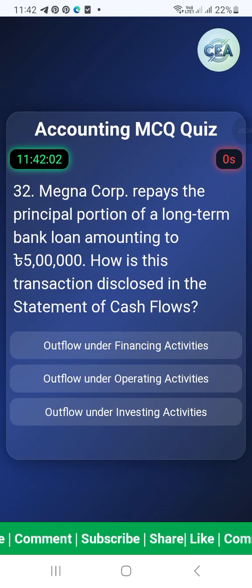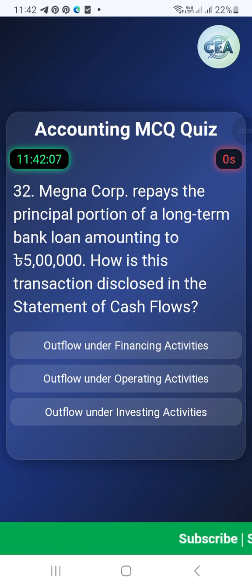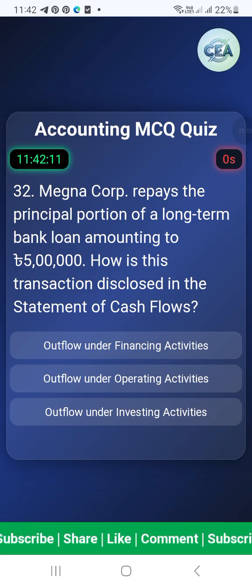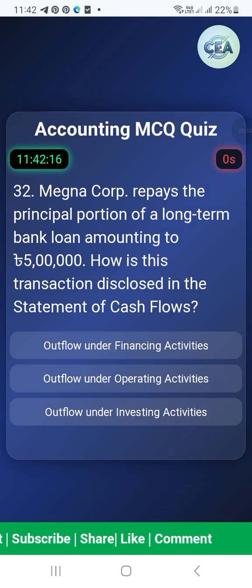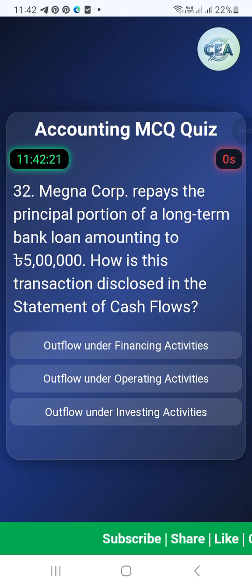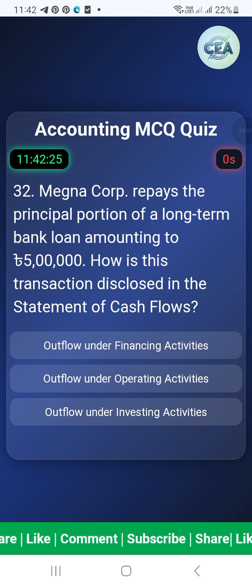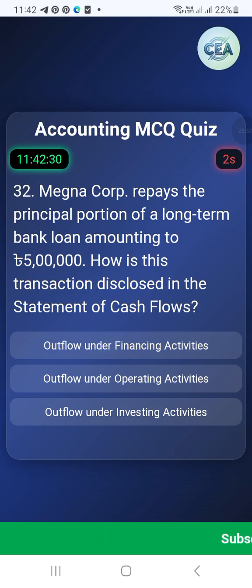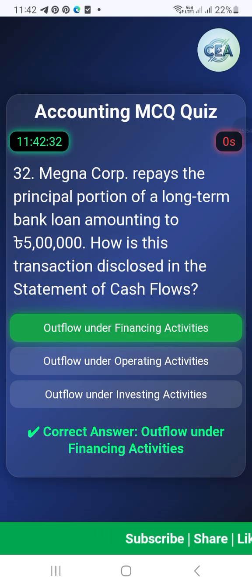32. Magna Corp. repays the principal portion of a long-term bank loan amounting to 500,000 takas. How is this transaction disclosed in the statement of cash flows? Option 1. Outflow under financing activities. Option 2. Outflow under operating activities. Option 3. Outflow under investing activities. Correct answer is outflow under financing activities.